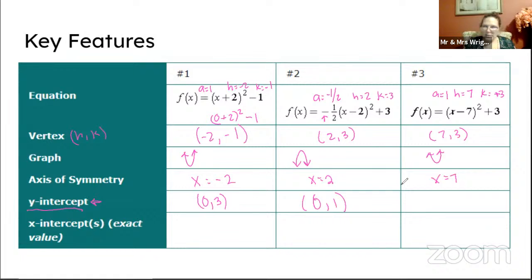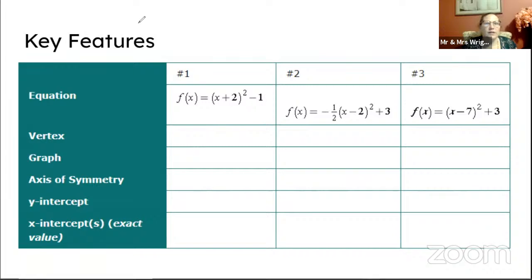And let's find the y-intercept: open parentheses 0 minus 7, close parentheses, squared, plus 3. 52. Is that right? 0 minus 7 squared plus 3. It is. So 0, 52. I'm glad we are not graphing that. Well, we could have graphed it other ways, but it would have been a very large graph. We'd have to move the page all around.